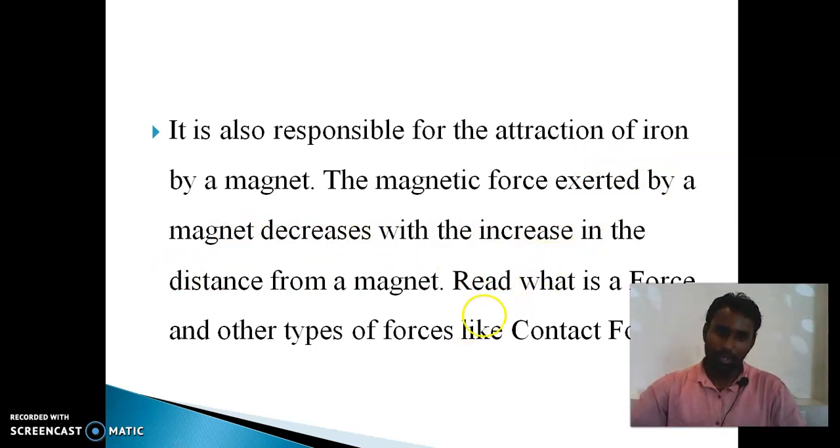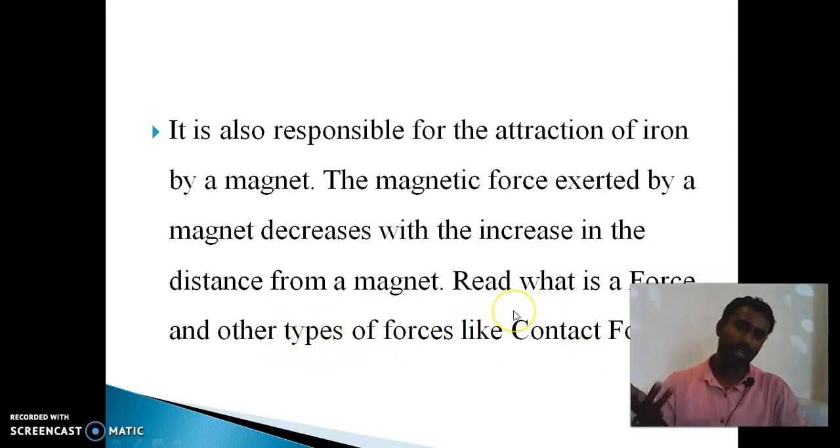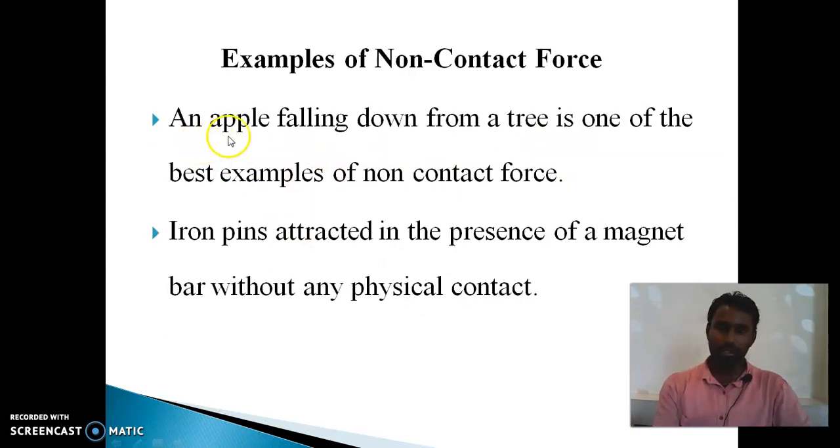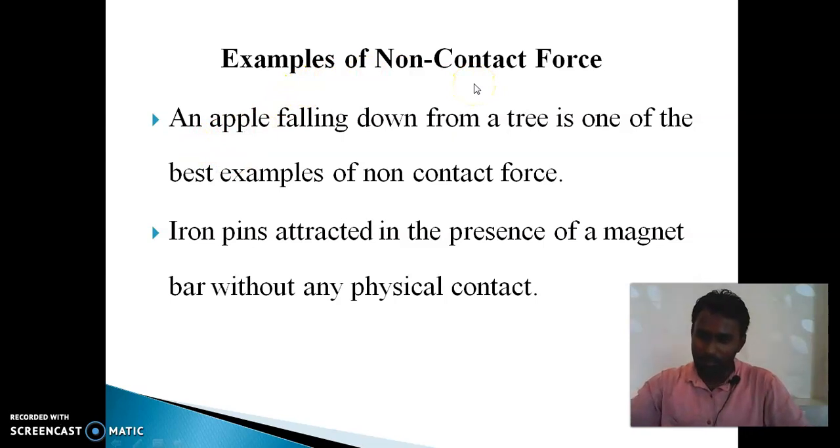So read what a force is and the other types of force, like contact force. I already explained that. Anyway, it is also responsible for the attraction of iron by a magnet. It's the same thing. Now, examples of non-contact force. These are a few examples of non-contact force.